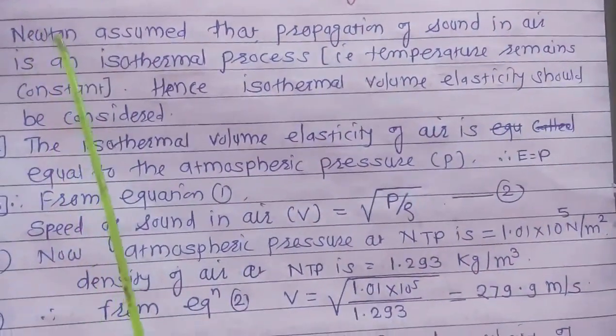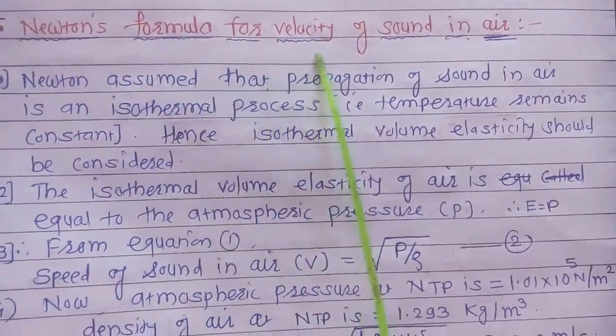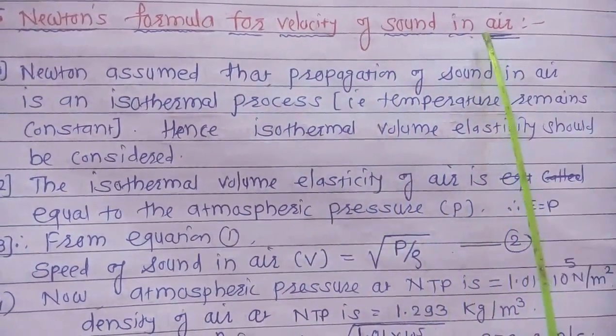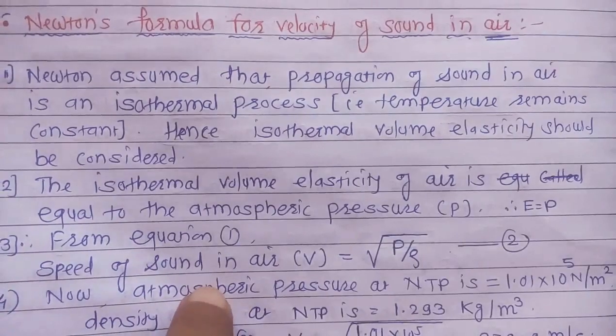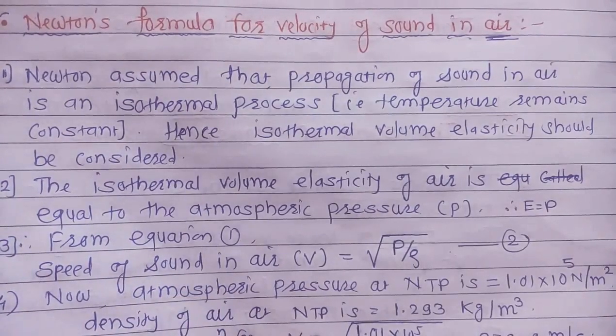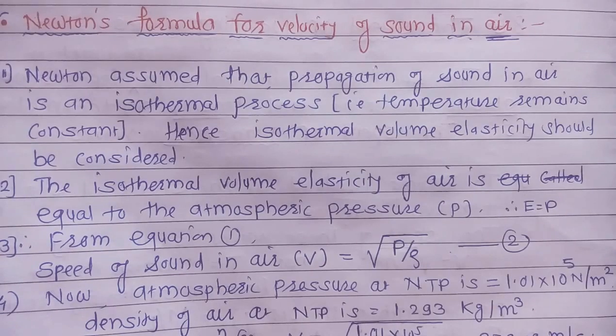Now we will study the special case, that is Newton's formula for velocity of sound in air. When sound, or a longitudinal wave, travels through a medium, alternate compressions and rarefactions are formed. Newton assumed that the formation of compressions and rarefactions in a medium is a slow process. What is the result? The heat which is developed at the compression gets sufficient time to pass away and therefore the temperature remains constant.